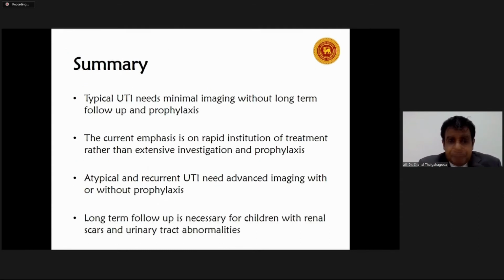So in summary, typical UTIs need minimal imaging without long-term follow-up and without prophylaxis. The current emphasis is on rapid institution of treatment rather than extensive investigations. Atypical and recurrent UTIs need advanced imaging with or without prophylaxis, and long-term follow-up is necessary for children with renal scarring and urinary tract abnormalities.